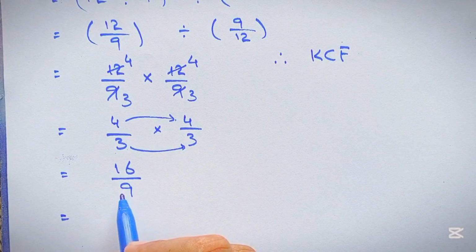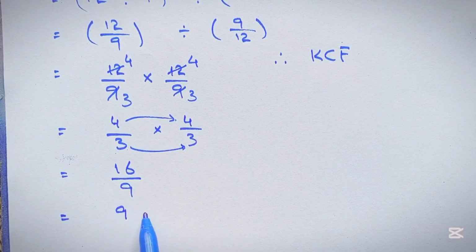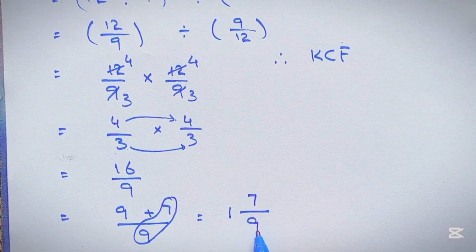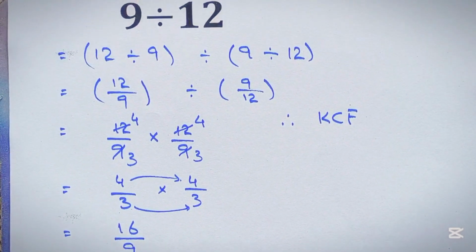Now we have to convert this improper fraction into a mixed fraction. Here 16 will be bisected into 9 plus 7 over 9. Now 9 divided by 9 gives us 1. So our final answer to this problem is 1 and 7 over 9. Done. Easy, right?